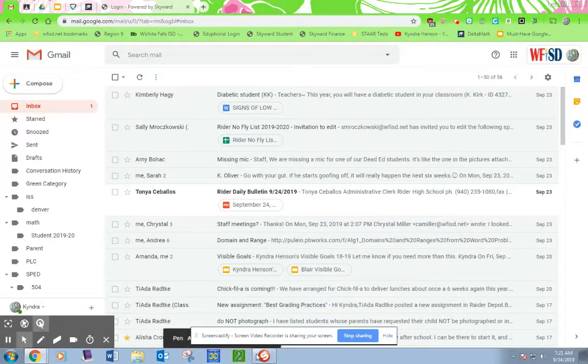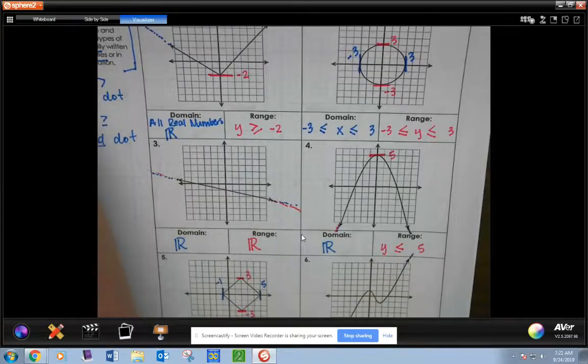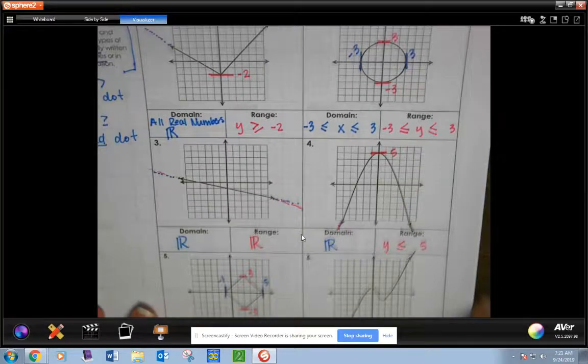One second, guys. Okay, sorry. So continuing on to the back of this page.